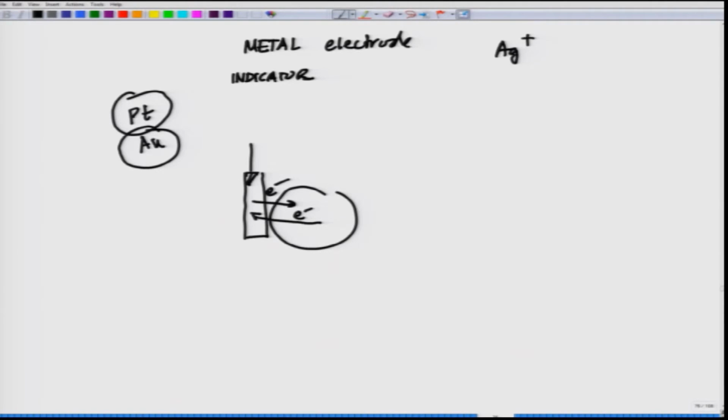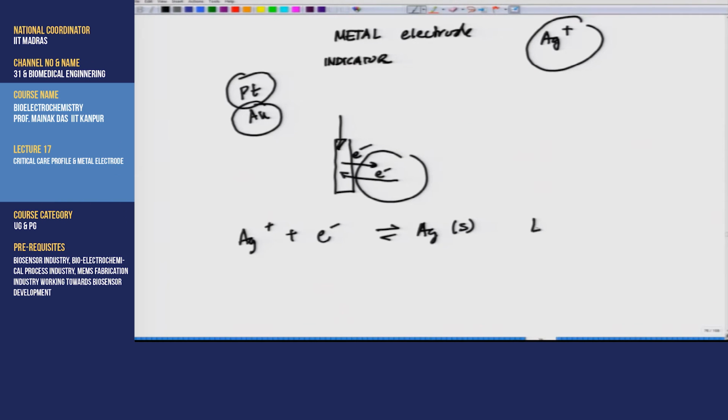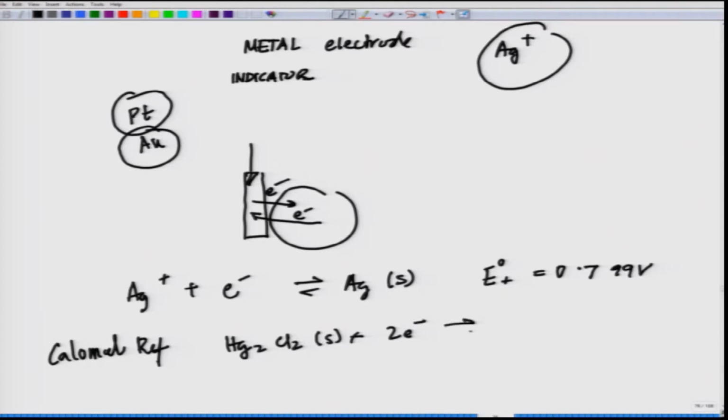A metal electrode works best when its surface is large and clean, and there are several techniques to clean it. What we will be talking about is a silver electrode that can be used with a reference electrode to measure Ag plus ion concentration. The reaction at the Ag indicator electrode is Ag plus plus e minus going to Ag solid. You should always have a practice of writing these reactions. Here E0 is equal to 0.799 volt. And with reference to the calomel reference electrode, which we have already talked about, the reaction is Hg2Cl2 solid plus 2 electrons leading to 2 Hg liquid plus 2 Cl minus, and here E0 is equal to 0.241 volt.